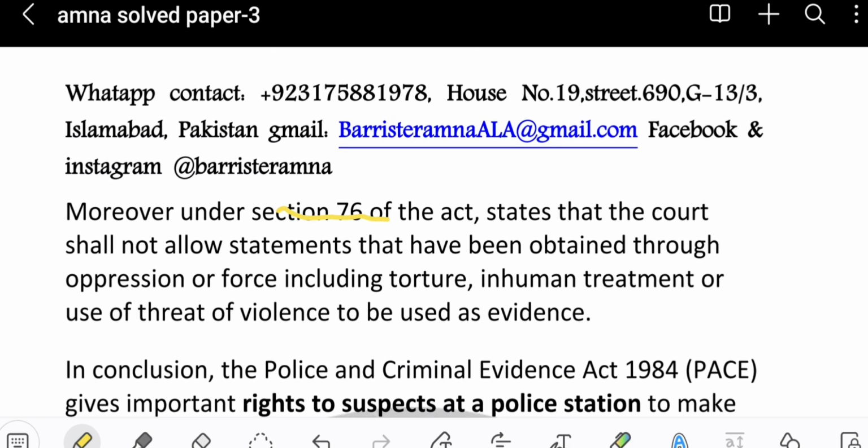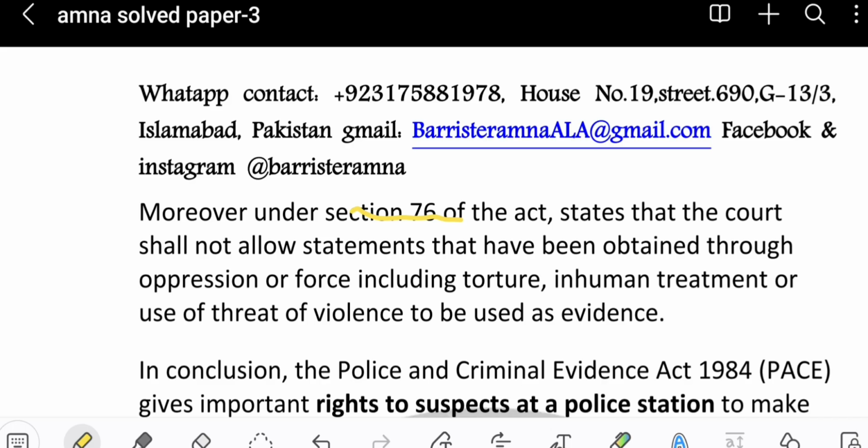Moreover, under section 76 of this act, the court shall not allow statements that have been obtained through oppression or force, including torture, inhuman treatment, or use of threat of violence, to be used as evidence. So in this other paragraph I've said that section 76 of this act says that the court shall not allow statements that have been obtained through oppression. So this section discusses oppression.